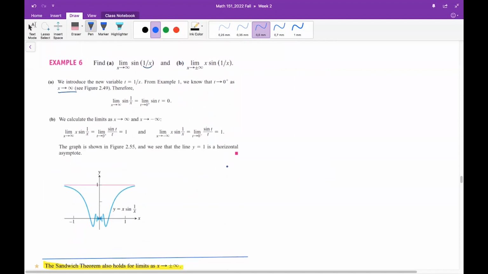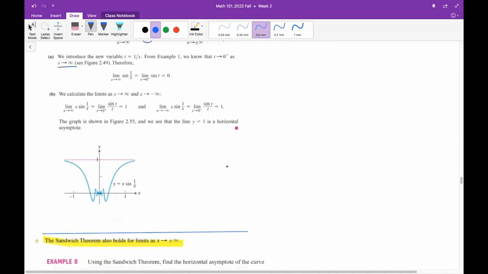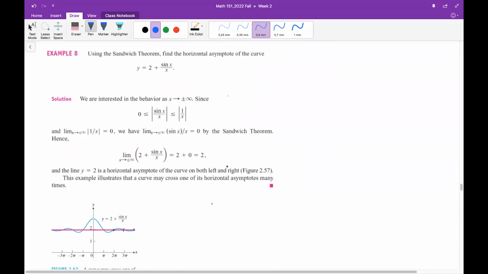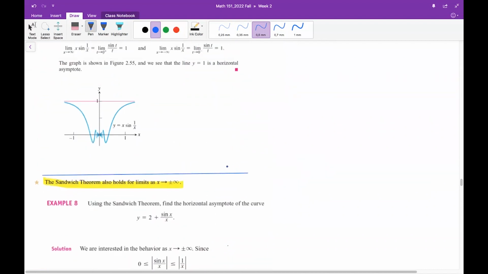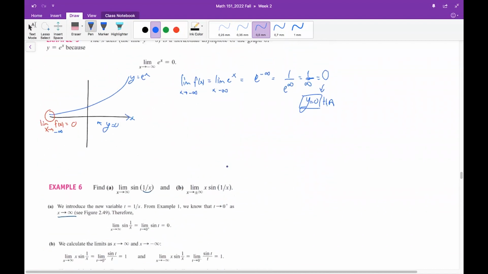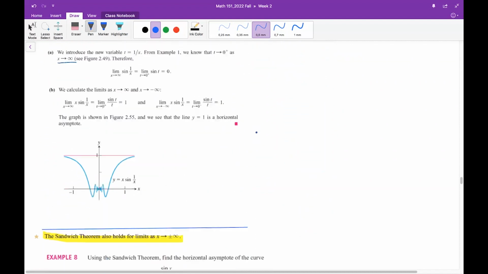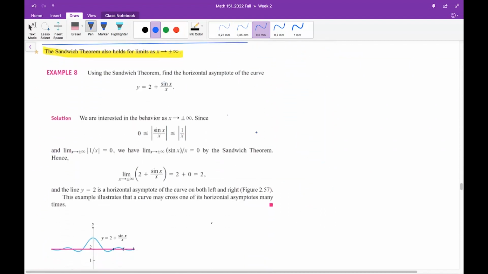Here is another example. You can study this example by yourself. I leave it as an exercise and I will solve this one for you. Here, computing the limit as x goes to plus or minus infinity was easy. In the previous examples, we just computed things or we just looked at the graphs to see the limit. Sometimes the computation may not be that easy and we can use the sandwich theorem. The sandwich theorem holds also for this case as x goes to plus or minus infinity. Okay, let me show you the next application of it.